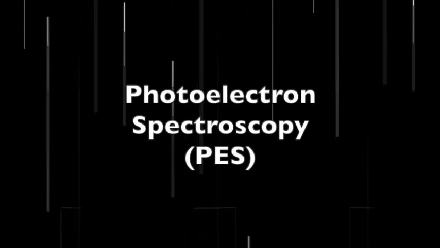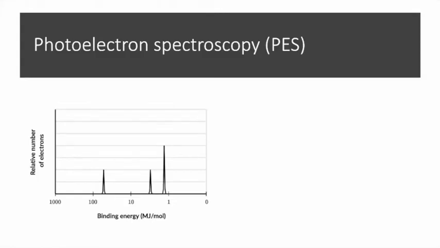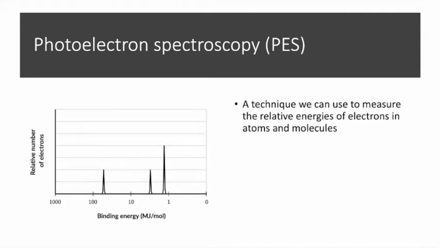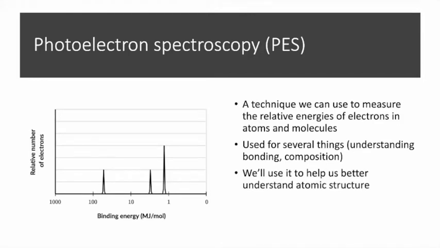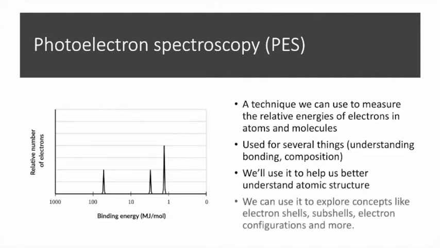Today we're going to talk about photoelectron spectroscopy. Photoelectron spectroscopy, also called PES, is a technique we can use to measure the relative energies of electrons in atoms and molecules. This is used for several different things. We can use it to understand the bonding or the composition of an atom or molecule, but we are going to use it to help us better understand atomic structure, especially electron structure. We can use it to explore concepts like electron shells, subshells, electron configurations, and much more.